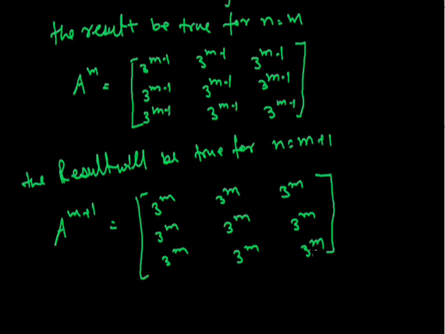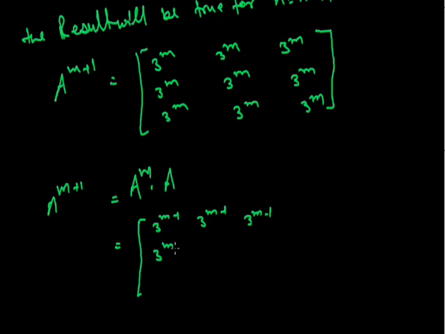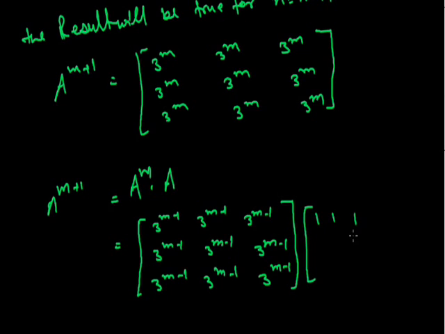Now solve the left hand side. The A power m plus 1 we can write as A power m into A. So A power m is the matrix with every entry 3 power m minus 1, and A is the matrix of all ones.